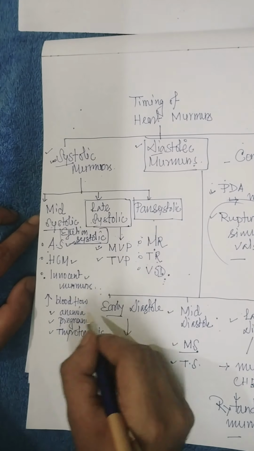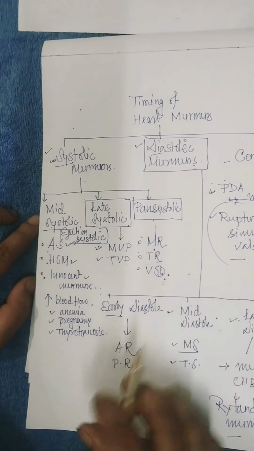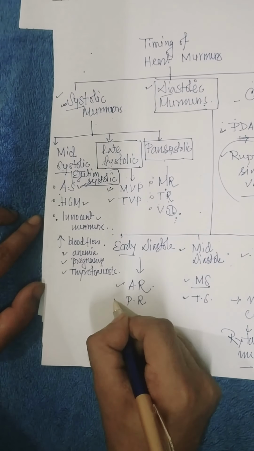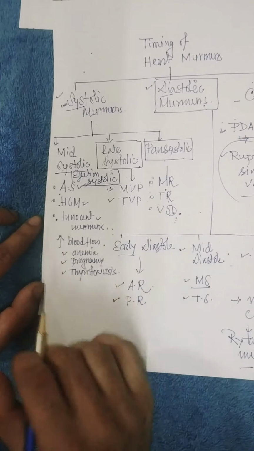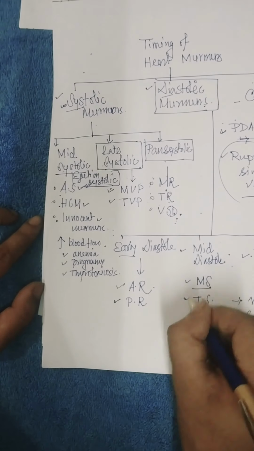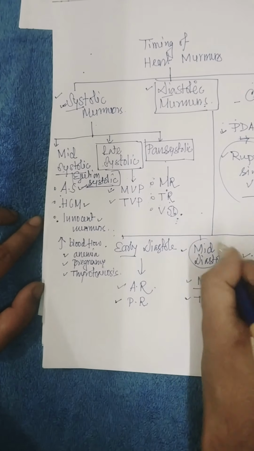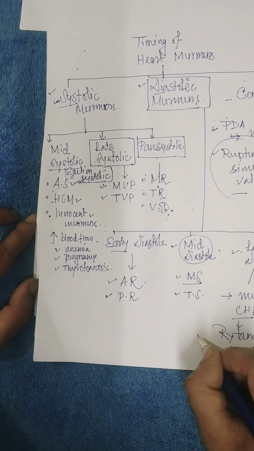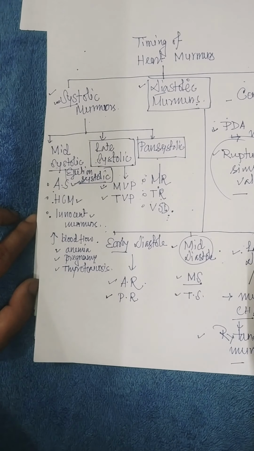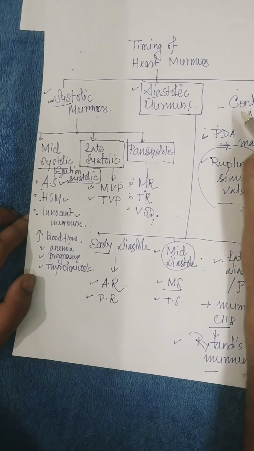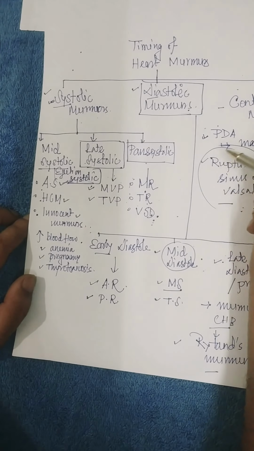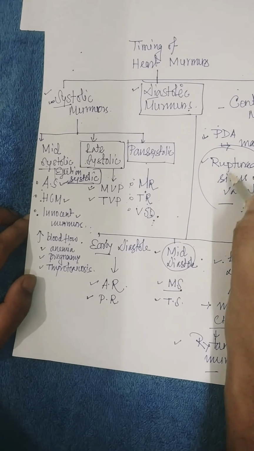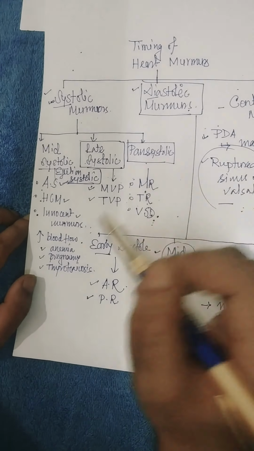Diastolic murmurs are divided into early diastolic, mid diastolic and late diastolic. Aortic regurgitation and pulmonary regurgitation murmurs are seen in early diastole. Mitral stenosis and tricuspid stenosis murmurs are found in mid diastole, and murmur of complete heart block, which is known as right hand murmur, is seen in late diastole, which is also sometimes called pre-systole by the cardiologists. Continuous murmur example is PDA, which is machinery, continuous machinery murmur. Another example is ruptured sinus of Valsalva.